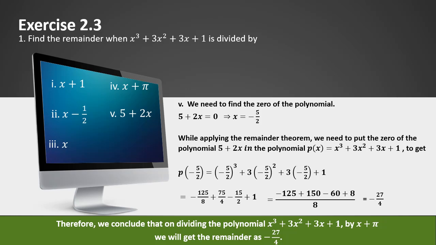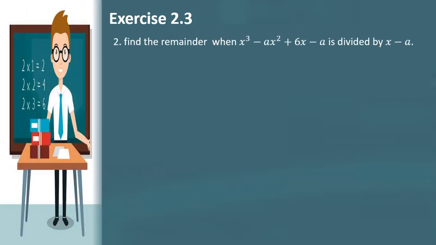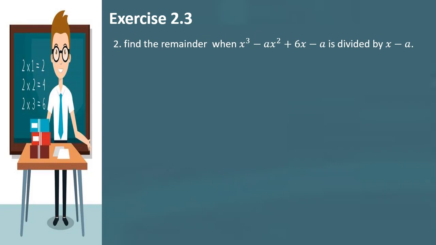Now, in the next question, find the remainder when the given p of x, that is x cube minus ax square plus 6x minus a, is divided by x minus a.